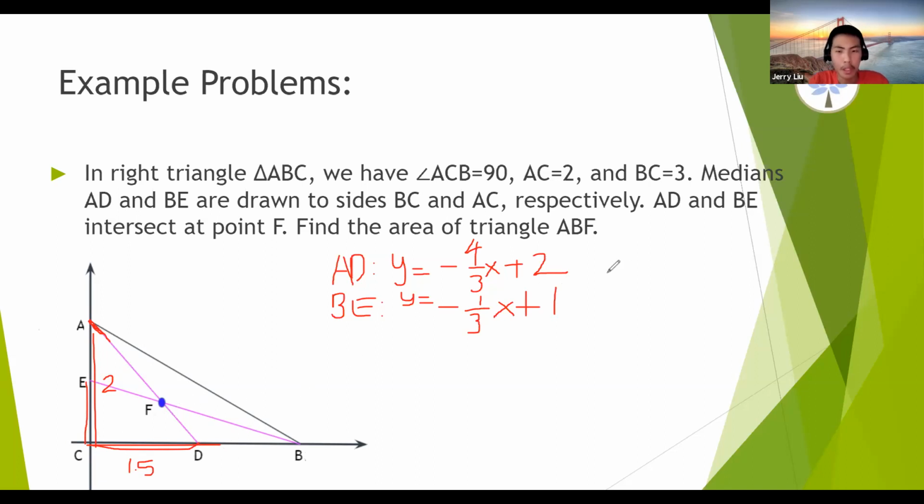So in order to find out what the coordinates of F are, all we have to do is set these two equations equal to each other to find where the intersection is. So we have -4/3 of x plus 2 is equal to -1/3 of x plus 1.